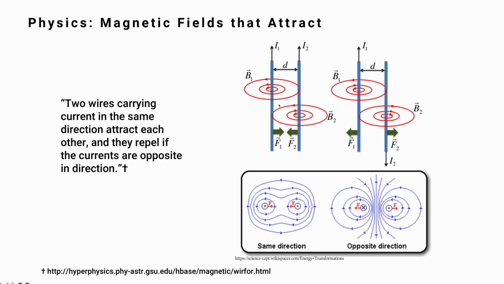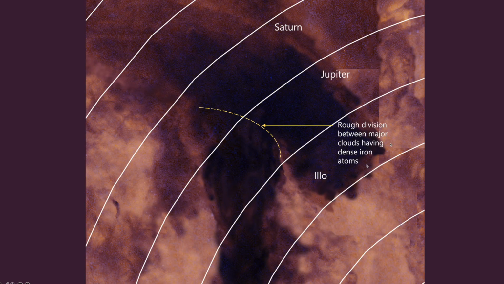In physics, we know that when magnetic fields are going in the same direction, there is an attractive force, and you can see it here in this diagram also. This is what is behind the two cores of Jupiter, where they come out of the vortex spinning in the same direction, and then they attract each other.